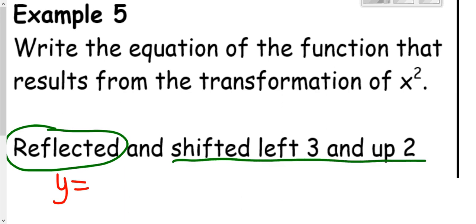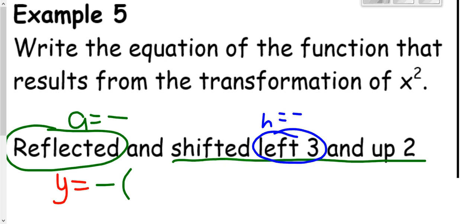So let's start with this reflection. Which value does a reflection deal with? It's your a value. And what it means is that a reflection has to make it negative. So I'm definitely going to have a negative for my a value. And then we'll open those parentheses, and we're talking about shifting left 3. Now left makes your h value a negative, so our h value is going to be a negative 3.